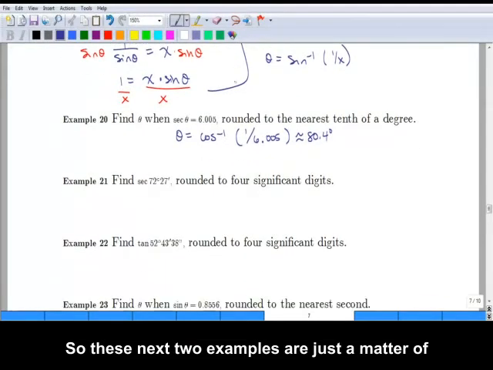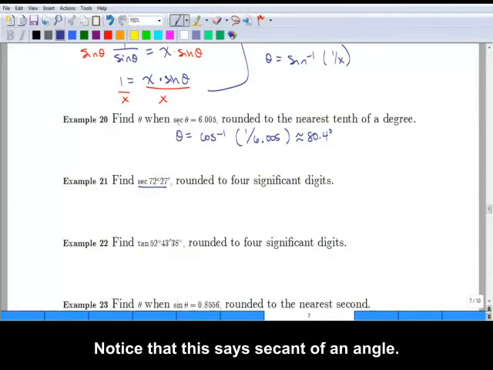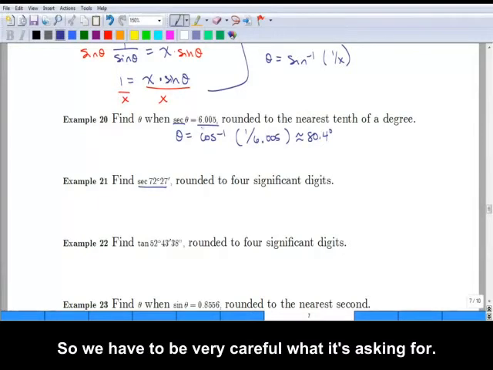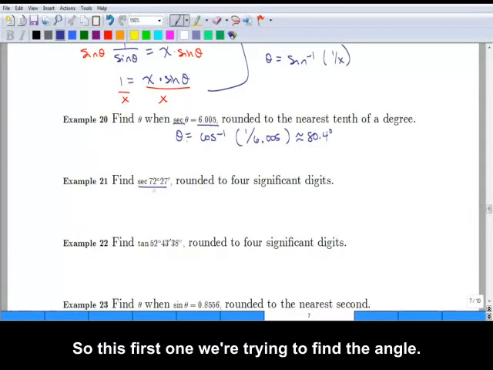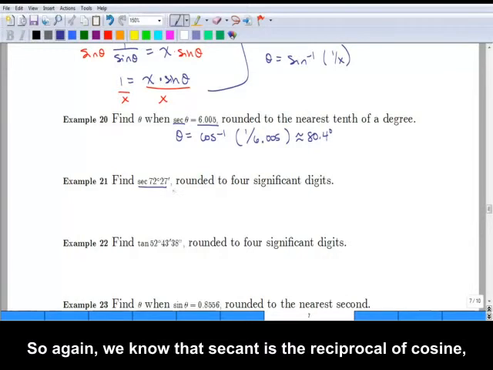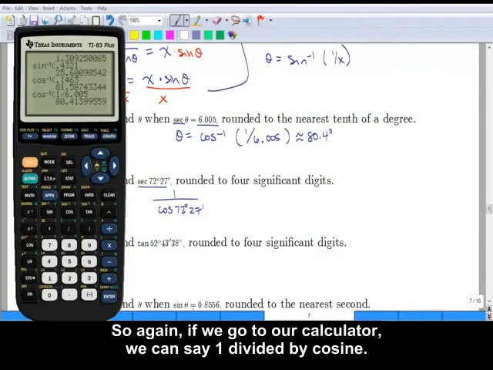So these next two examples are just a matter of plugging into the calculator to find our actual ratio. Notice that this says secant of an angle, this says secant of an angle equals a number. So we have to be very careful what it's asking for. This first one we're trying to find the angle, the second one we are just trying to find the ratio. So again, we know that secant is the reciprocal of cosine, so we have 1 divided by cosine of 72 degrees, 27 minutes.